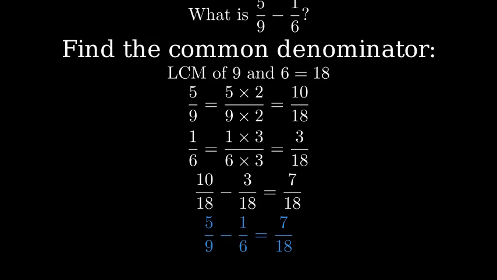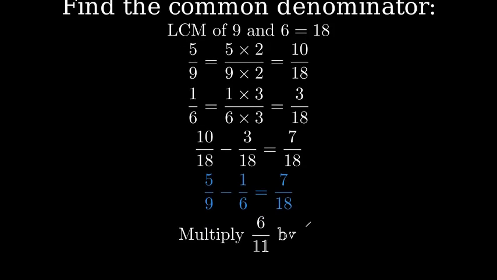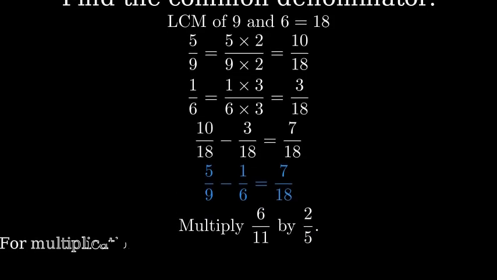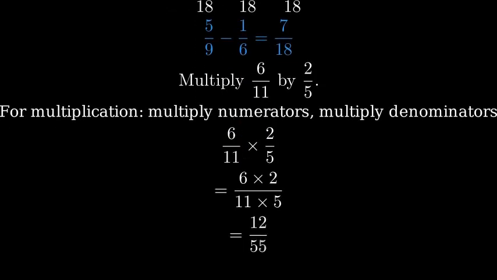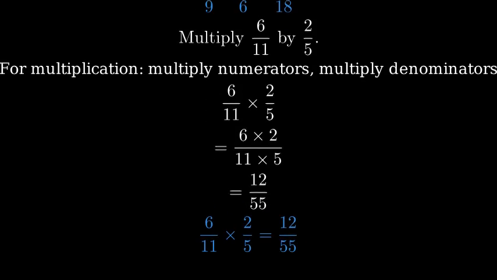Let's move on to multiplication. Multiply 6/11 by 2/5. For multiplication, we simply multiply the numerators together and multiply the denominators together. 6 times 2 equals 12 for the numerator. 11 times 5 equals 55 for the denominator. So, 6/11 times 2/5 equals 12/55. This fraction is already in its simplest form because 12 and 55 don't share any common factors.